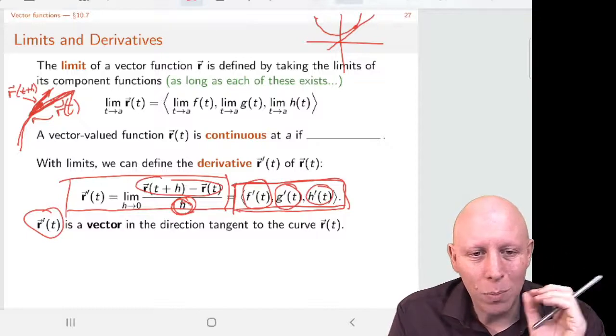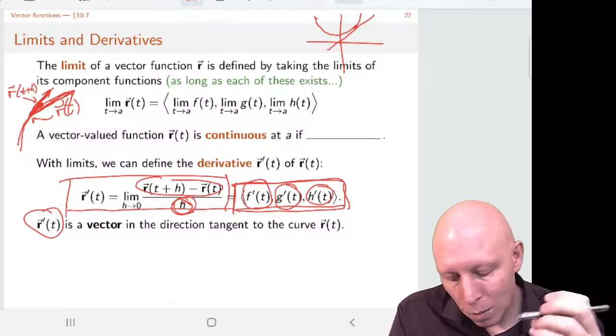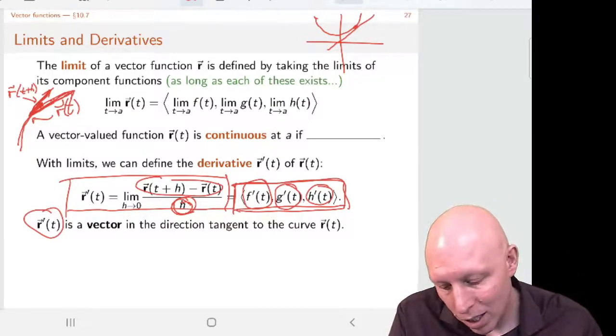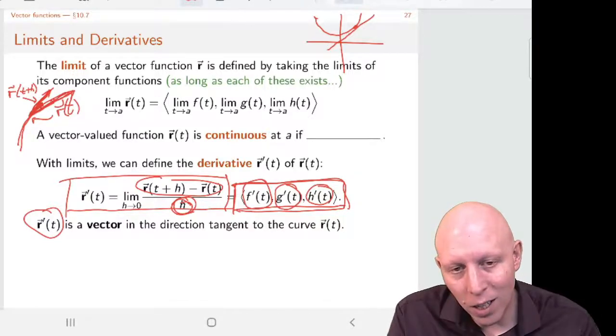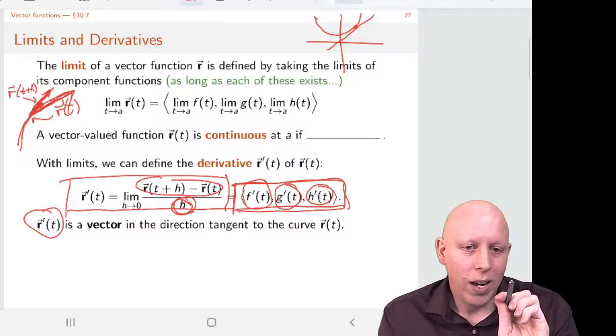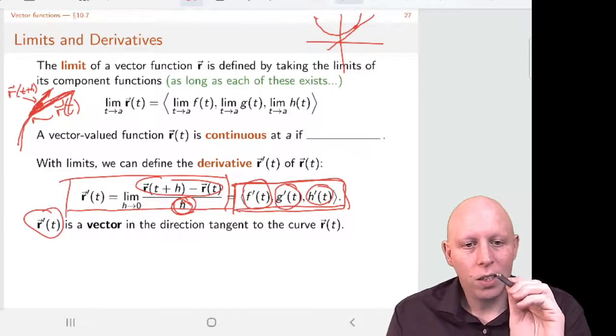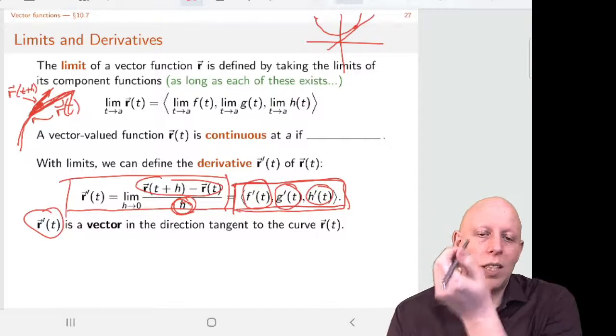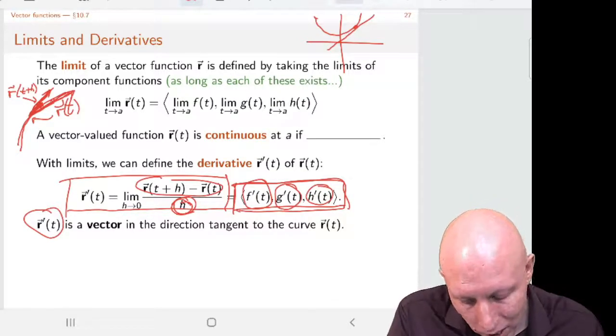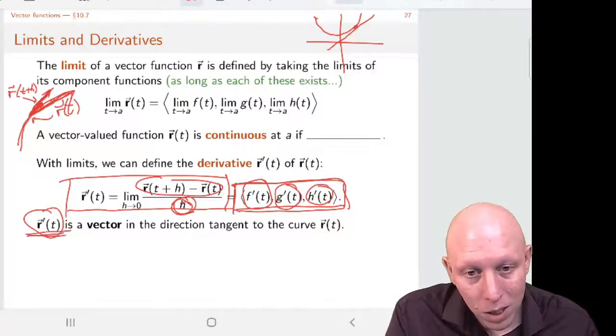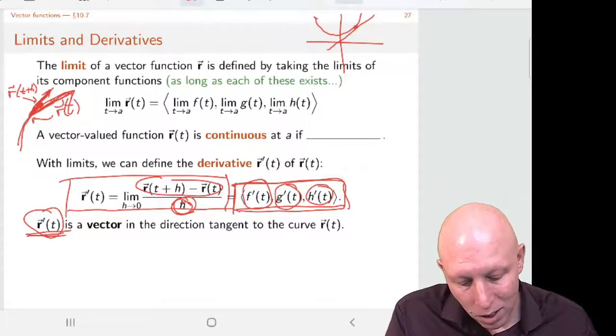But what does that mean in higher dimensions? Probably the best thing to think about is that it's representing this vector, it's representing that direction. So as you move along a curve, you're following this direction that the curve is taking, and this r prime is that direction that's tangent to the curve.